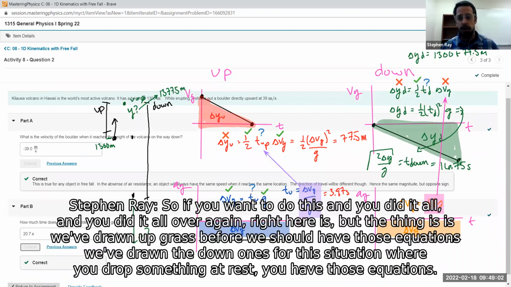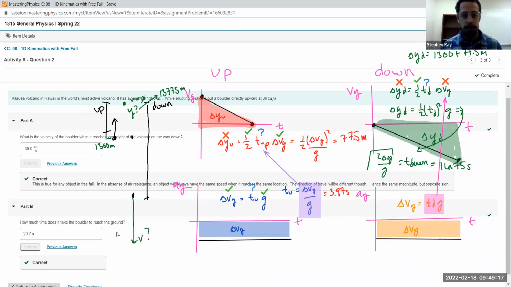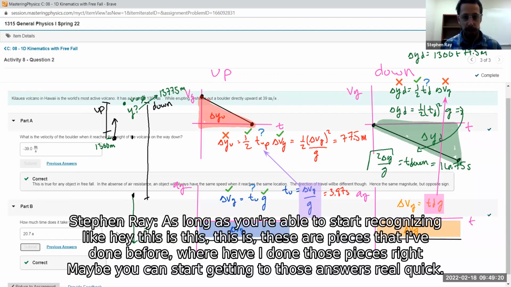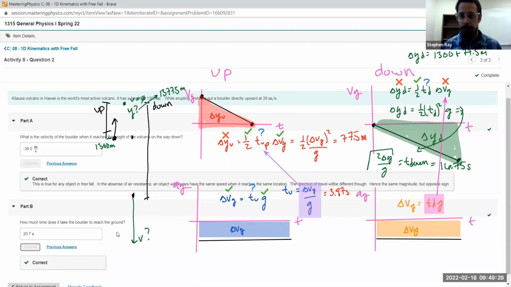So if you went through this and you did it all over again, right? Here it is. But the thing is we've drawn the up graphs before. We should have those equations. We've drawn the down ones for this situation where you drop something at rest. You have those equations. As long as you're able to start recognizing, like, hey, these are the pieces that I've done before. Where have I done those pieces, right? Maybe you can start getting to those answers real quick.